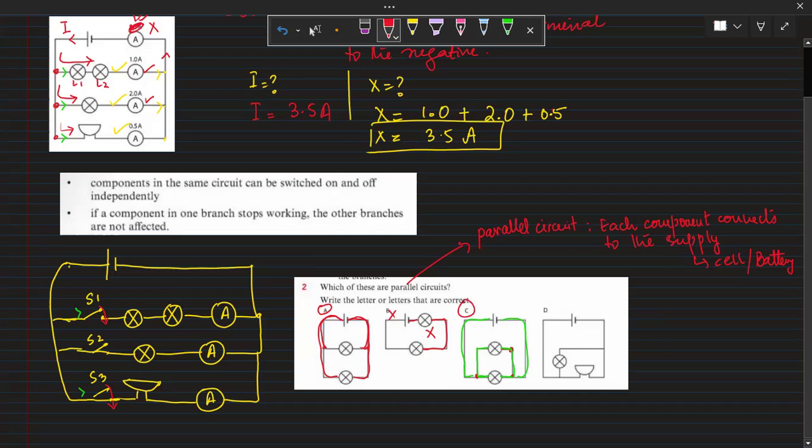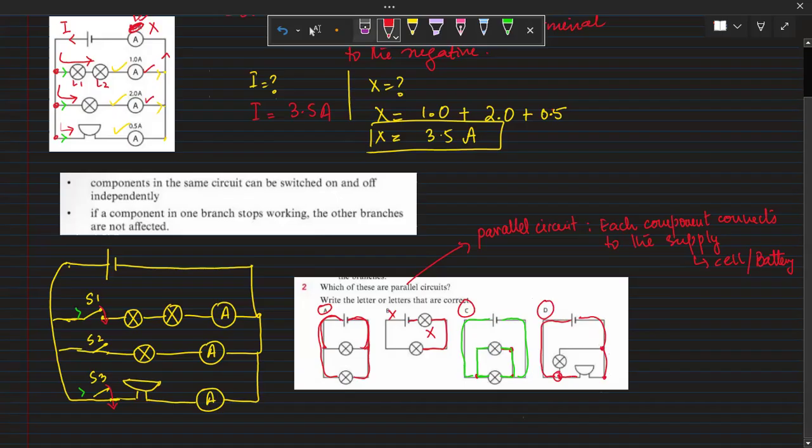Yes, sir. What about this D? One end and another end, are they directly connected to the cell? Yes. Both are joined here and they are connected directly to the cell. So this is also a parallel circuit.